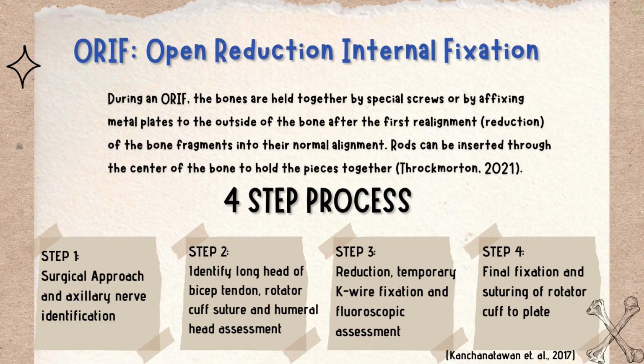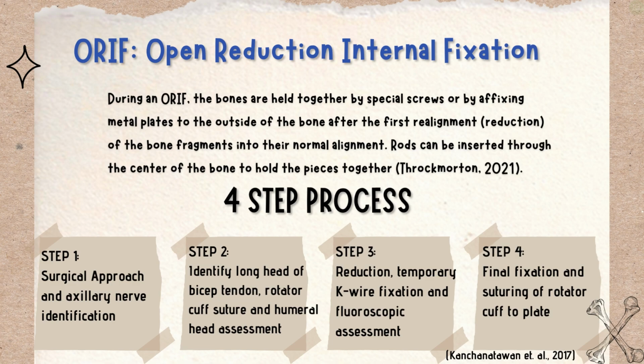Well, the correct term is an open reduction internal fixation. And what happens during this process is the bones are held together by special screws or plates to the outside of the bone to realign it, which is the reduction portion of it. And then it holds the bone fragments into their normal place. And then sometimes, depending on the severity of the fracture, they can insert a rod through the center of the bone for additional support. So, when performing this procedure surgically, it may be done in a 4-step process.